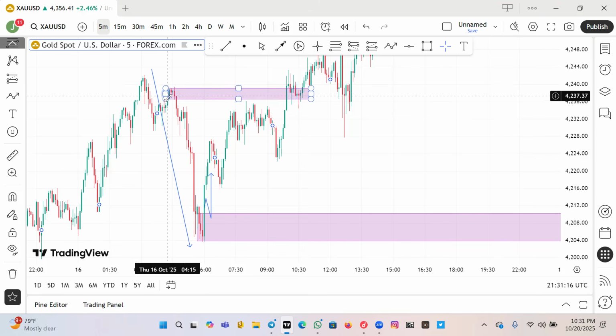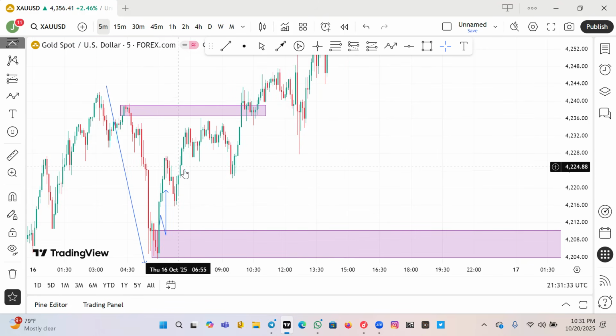The reason I am taking this one here as my order block is that it is not far from my initial liquidity point. That's why I'm taking it here as my point of interest.